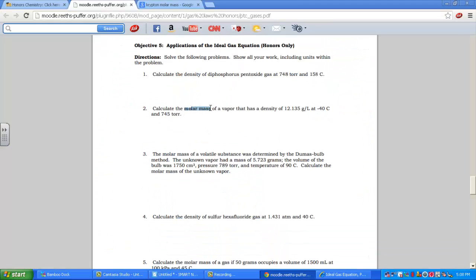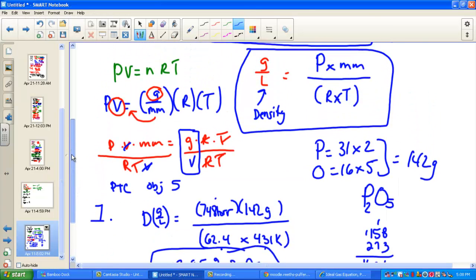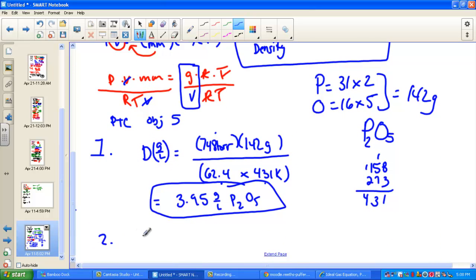Onward we go: calculating a molar mass. Here's a density, negative 40 is the temperature, and 745 torr is the unit for pressure. Let's see, we want to target the molar mass. So here's my formula, just off your formula page: G R T over P times V. Let's find that molar mass. Molar mass is grams times R times T over the product of P and V.